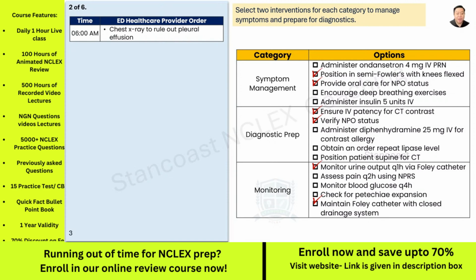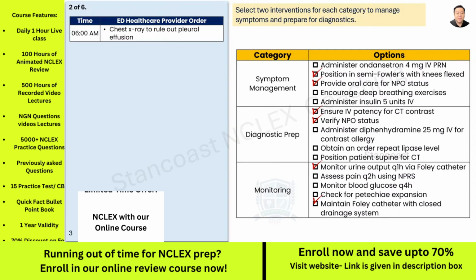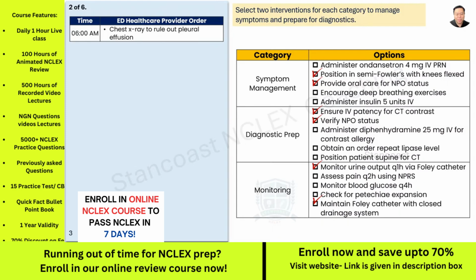Now, if you selected monitor blood glucose every 4 hours, this is inappropriate because we don't have an order to do so. And the patient's current glucose level is not dangerously elevated. So your priority is to focus on the fluid resuscitation and the correction of the electrolytes. Moving into our next option that you should not check off here is check for petechiae expansion. This is inappropriate at this time because the petechiae were already noted. And while you should keep an eye on them, this is not a high priority action at this moment.